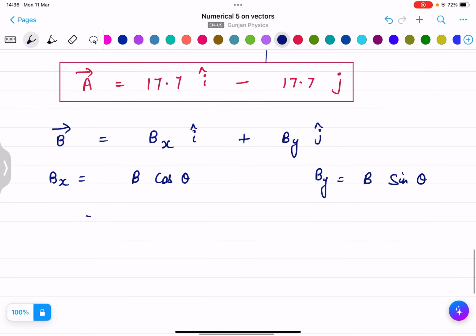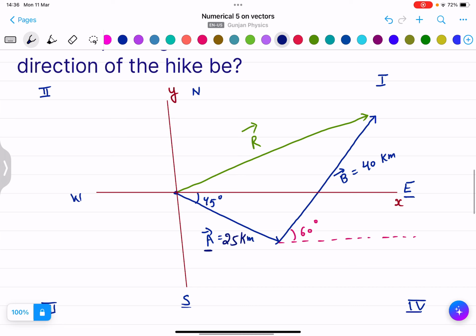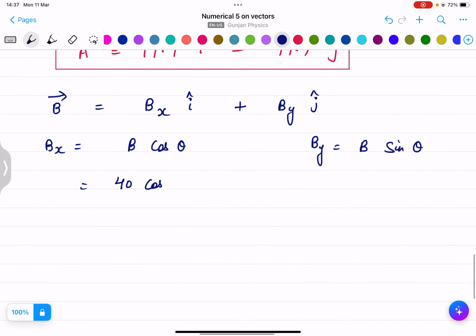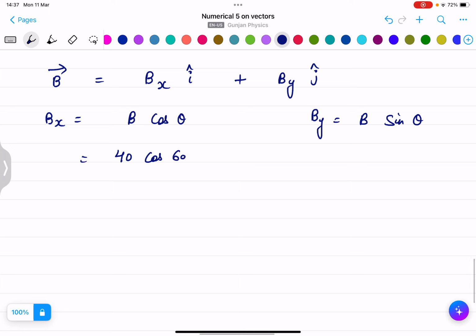What is my B? B is 40. What is theta now? Theta is 60 degrees. You can see the B vector, if it is 60, then obviously it will also be 60 with the x-axis, right? You can see the angle which the parallel line makes is 60 degrees. Okay, so BX will be 40 cos 60 degrees, and BY will be 40 sin 60 degrees.